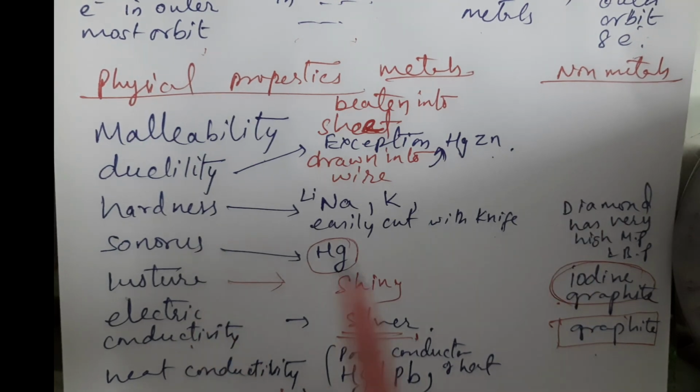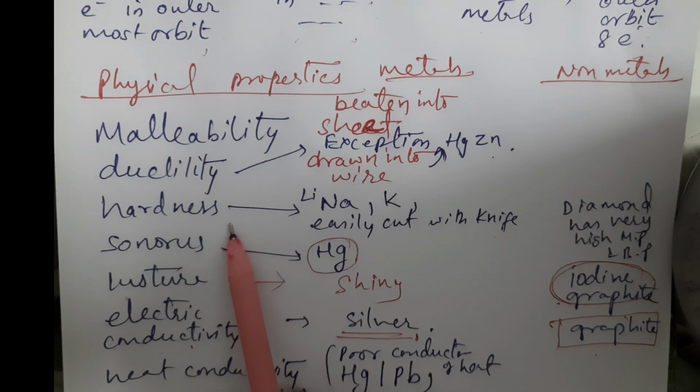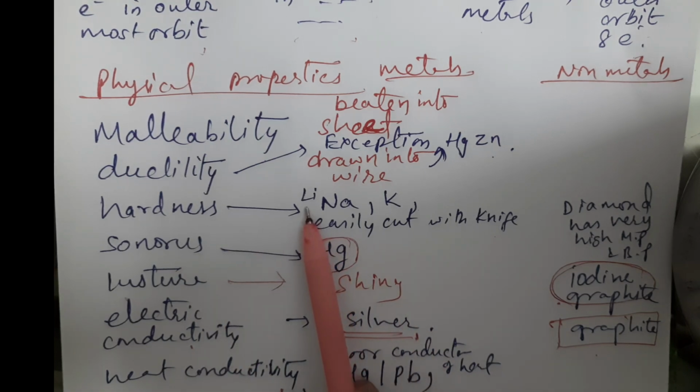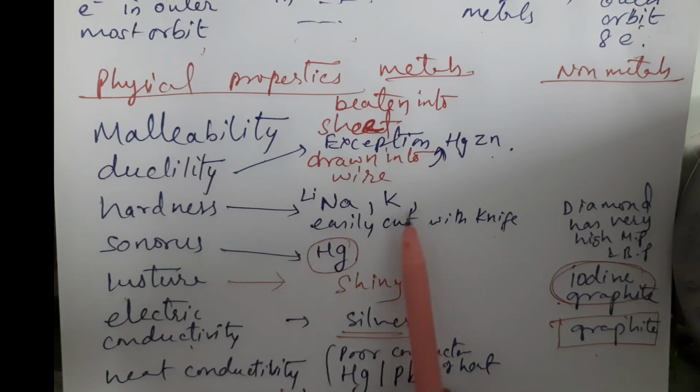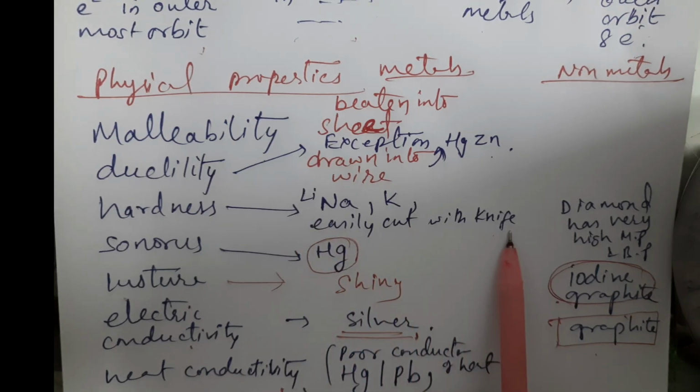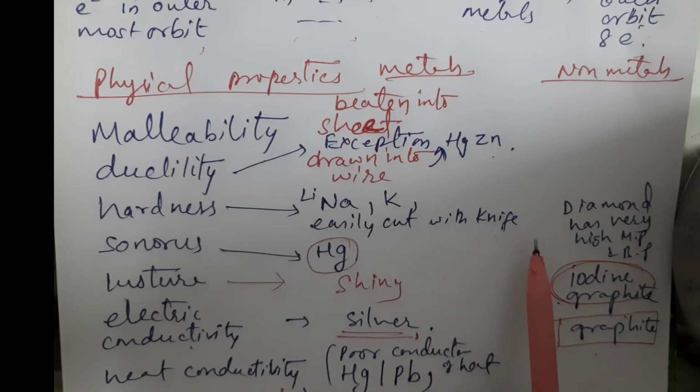Coming to hardness, metals are generally hard. Exceptional cases are lithium, sodium and potassium. Lithium, sodium and potassium are so soft that they can be easily cut with a knife. Non-metals generally don't show hardness, whereas diamond is the hardest non-metal, which has a high melting and boiling point.